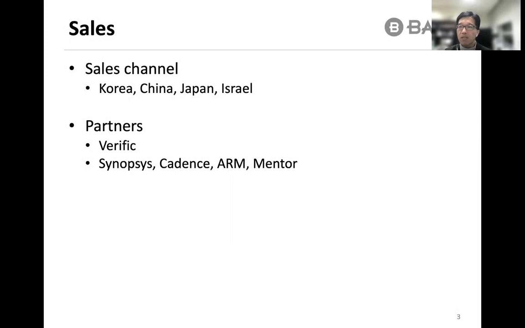We have a sales channel in a number of regions, including Korea, China, Japan, and Israel. We have a partnership with Verific for their Verilog and SystemVerilog parsers. The partnerships with Synopsys, Cadence, ARM, and Mentor are for design flow support and for emulator support.